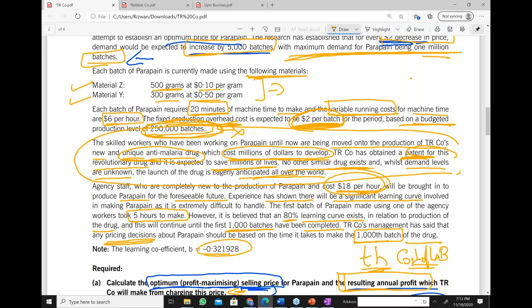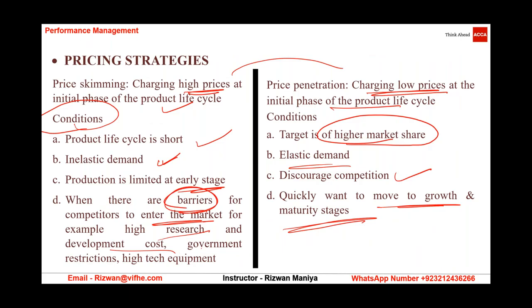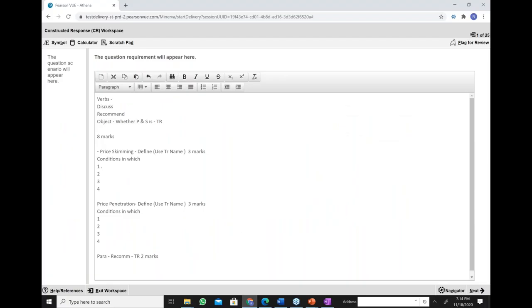All these are signs of barriers to entry. See, barriers to entry: high tech, research and cost, high development cost. So all these are signs of barriers to entry. So when you are writing in a paragraph form, do mention these things: unique, high cost, patent. So yes, what will you suggest?